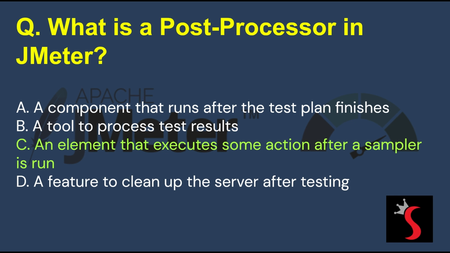And correct answer is option C. An element that executes some action after a sampler is run. Postprocessor in JMeter is a component that performs actions after a sampler request is completed. Postprocessors can extract values from the server's response, gather data into variables for later use, and halt the test if the server sends an error.